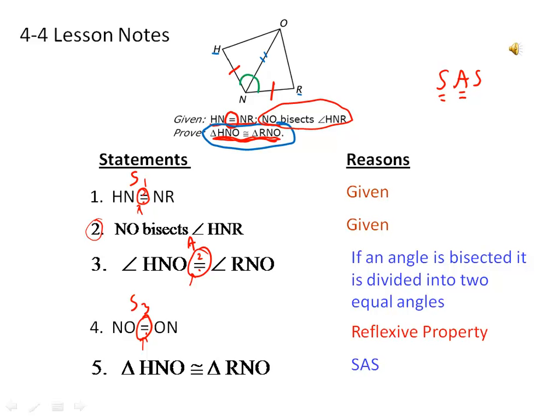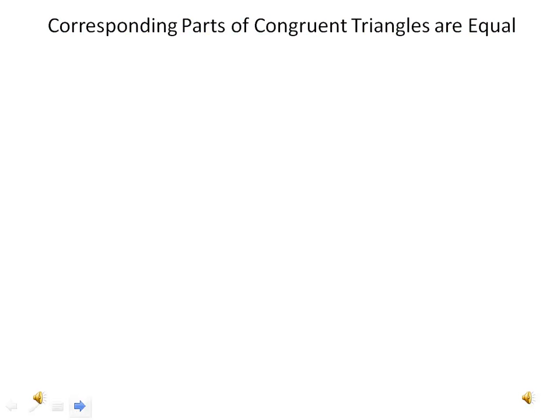There's one other thing in lesson 4-4 that's new, and pay attention because it's important. That's why we have the whistle. Corresponding parts of congruent triangles are equal. Often this definition is abbreviated as CPCT. Corresponding parts of congruent triangles are equal.